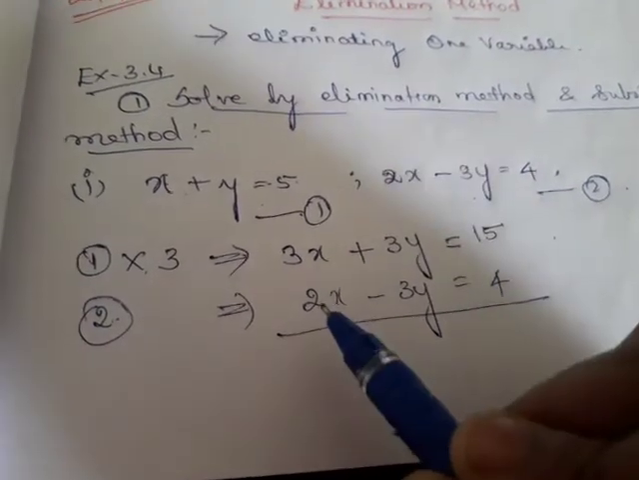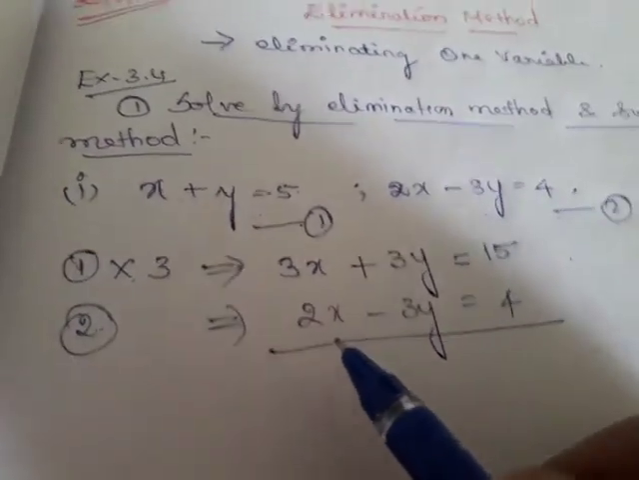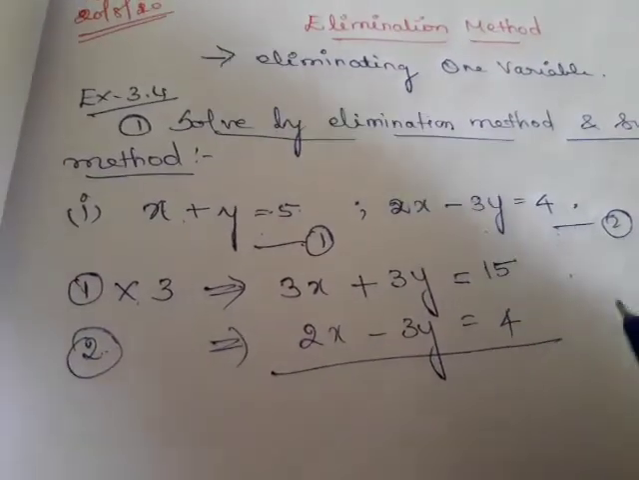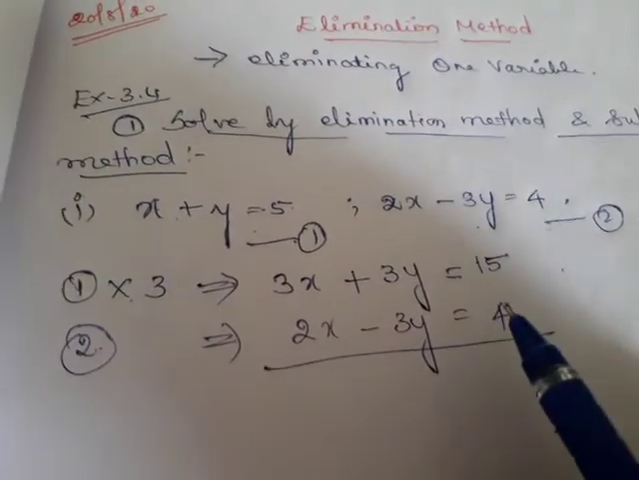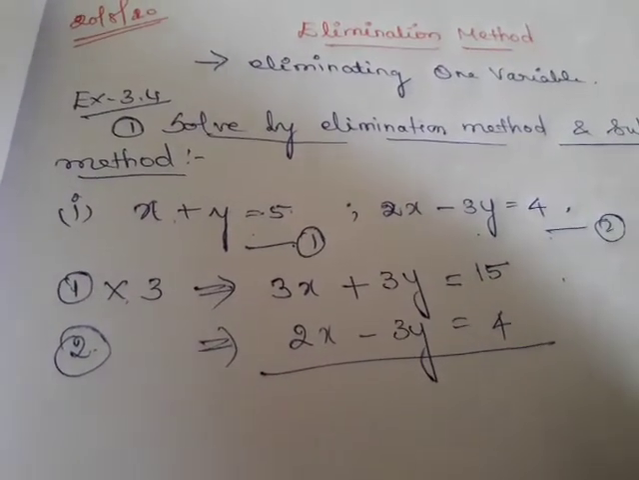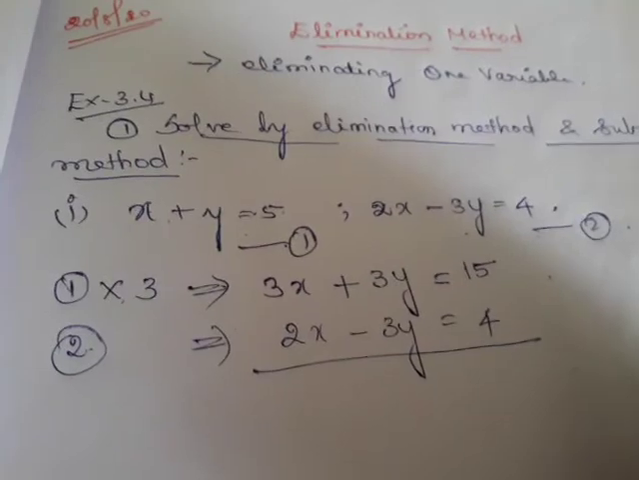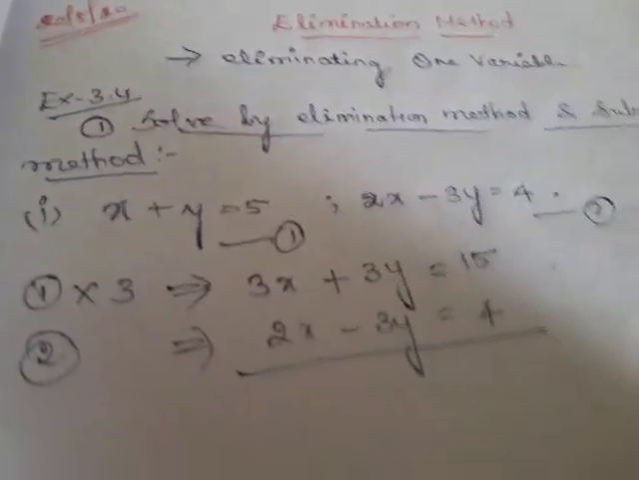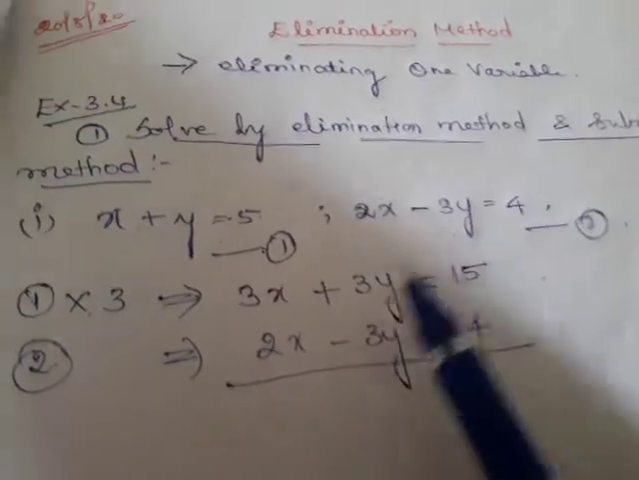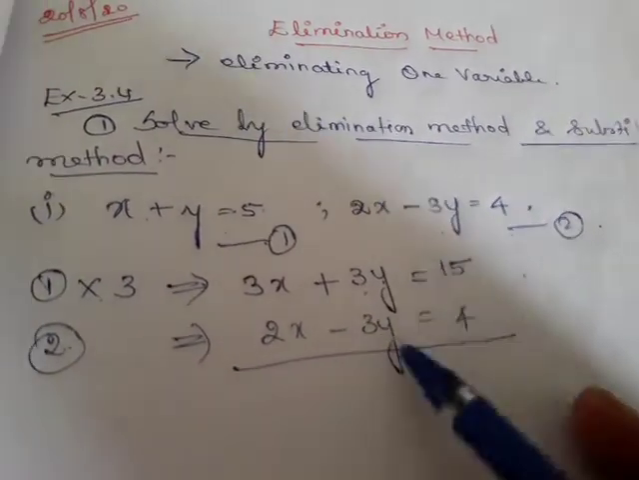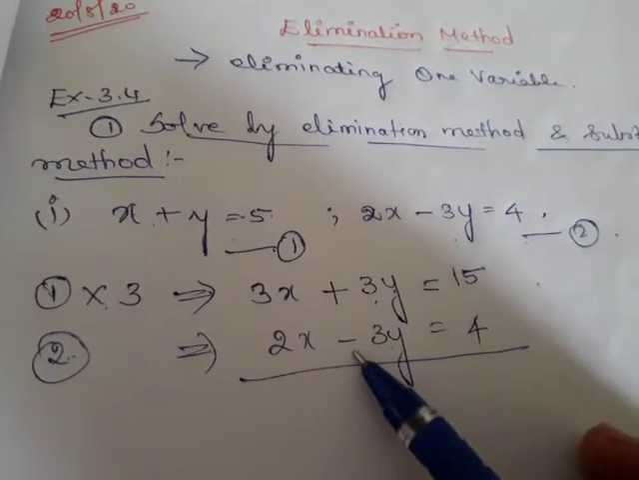Don't bother about the coefficient of the other variable. That's why I told you the first step: fix one variable, either x or y. After fixing the variable, you check for the coefficients. If the coefficients are differing, try to make the coefficients the same by multiplying by a constant throughout the equation, right? Now if you see, here is plus 3y, here it is minus 3y. So if you simply add, this term will become 0.